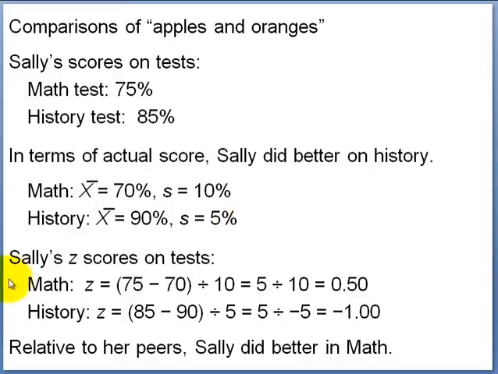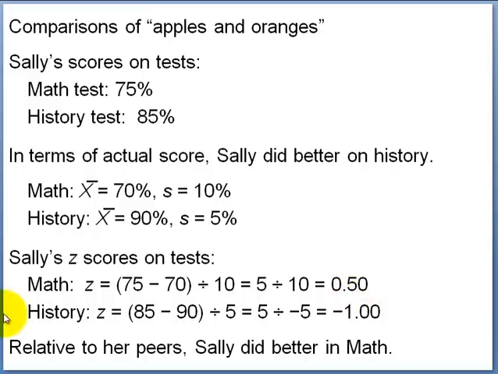Let's go ahead and compute Sally's Z-score on both tests. So this is going to give us her relative standing compared to her peers, in essence. So here's the math computation. Sally's score minus the mean divided by the standard deviation. Sally's Z-score is 0.50, so she's scoring 1/2 of a standard deviation above the mean in math. Relative to her peers, she's above the mean.